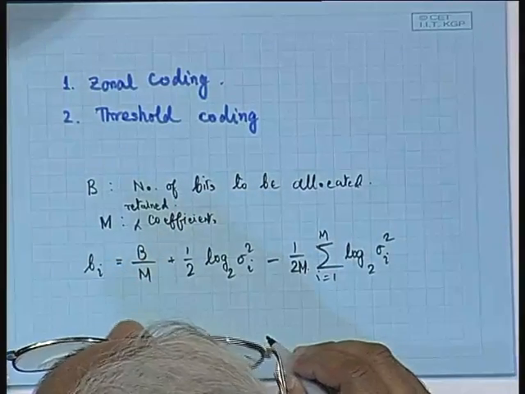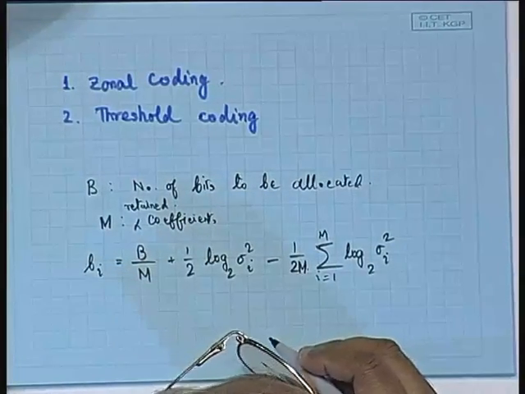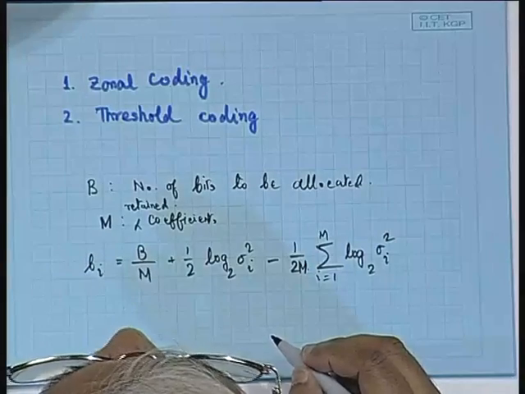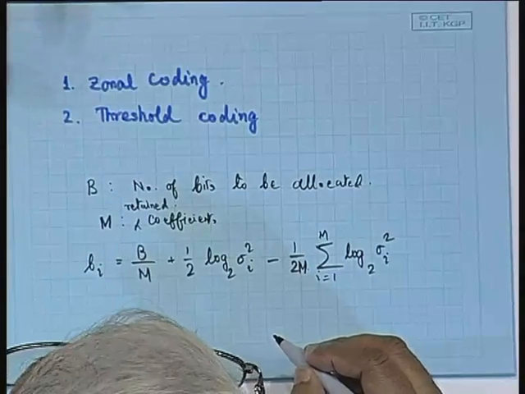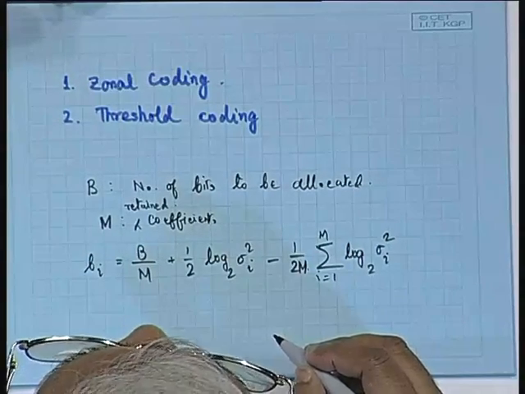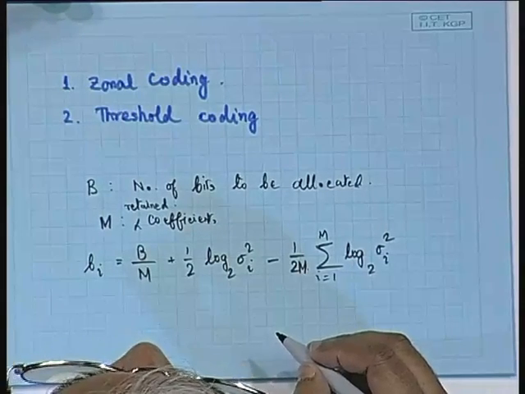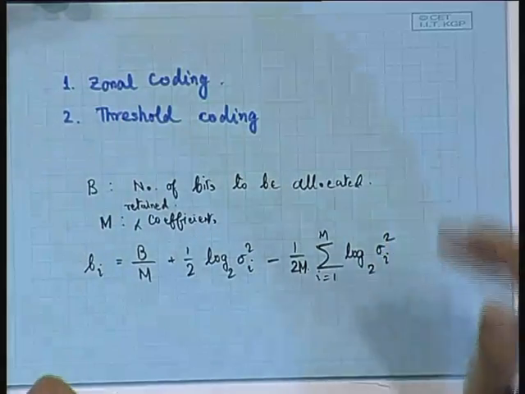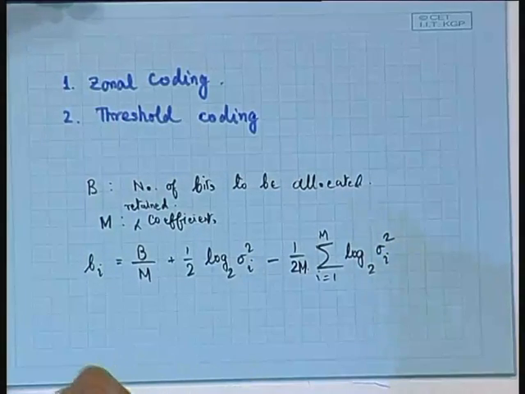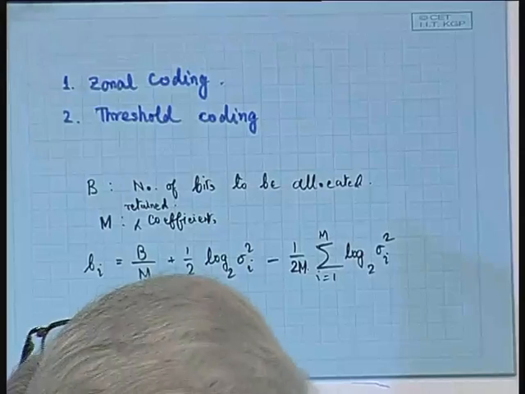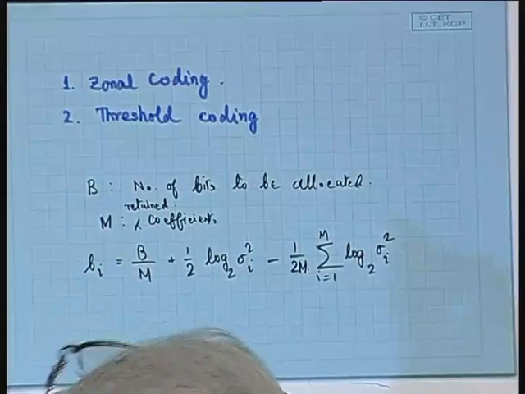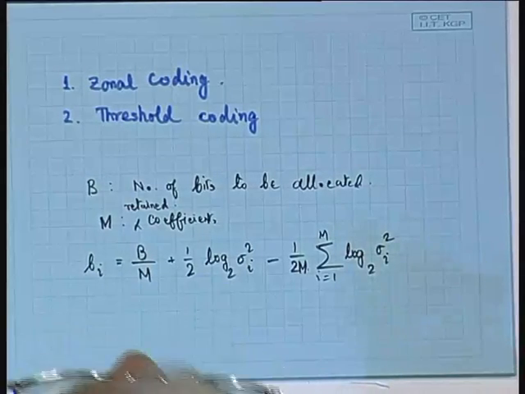Now, how do we retain the coefficient? Again, to retain the coefficient we have to put some limitation on the variances. So, we have to put some threshold on the variances, so that if it is higher than a certain threshold, then we will be retaining that. If it is lower than a certain threshold, we will not retain it.